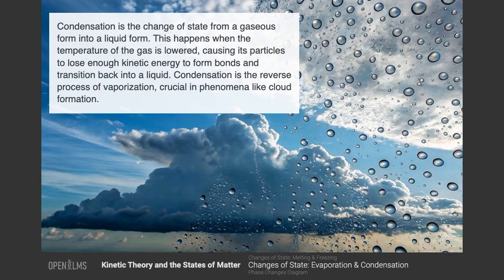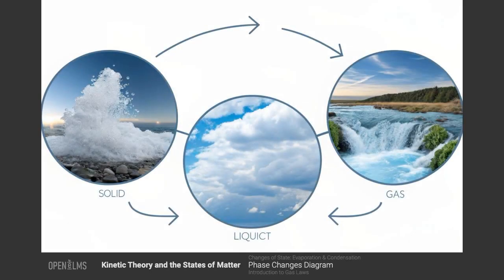Condensation is the change of state from a gaseous form into a liquid form. This happens when the temperature of the gas is lowered, causing its particles to lose enough kinetic energy to form bonds and transition back into a liquid. Condensation is the reverse process of vaporization, crucial in phenomena like cloud formation.